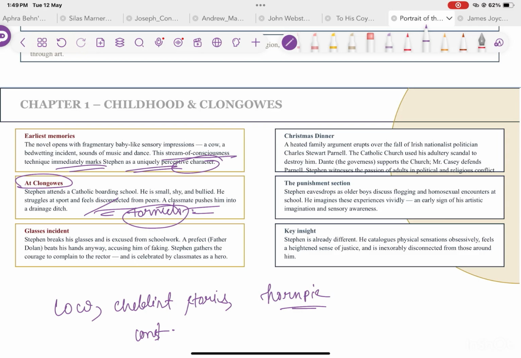His illness partly symbolizes his inner suffering and also reflects the family's growing involvement in politics, because his family discusses the Irish rebellion and Irish independence that we talked about in the historical context. And during the Christmas dinner, the glasses incident happened at school. He is beaten by a boy, and his glasses fall and break.